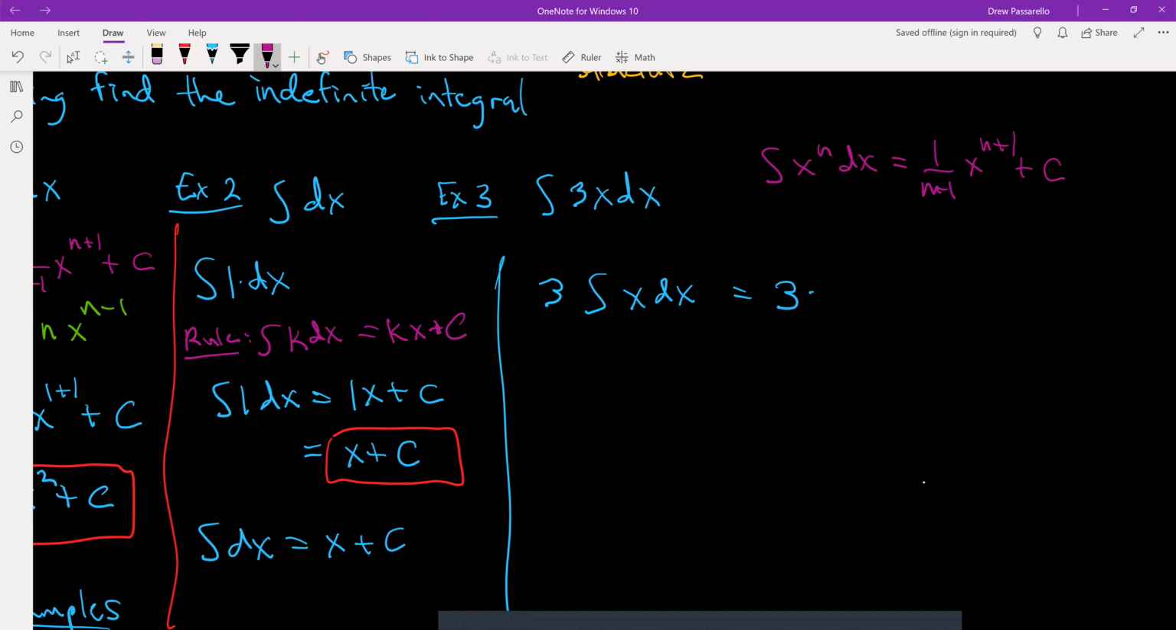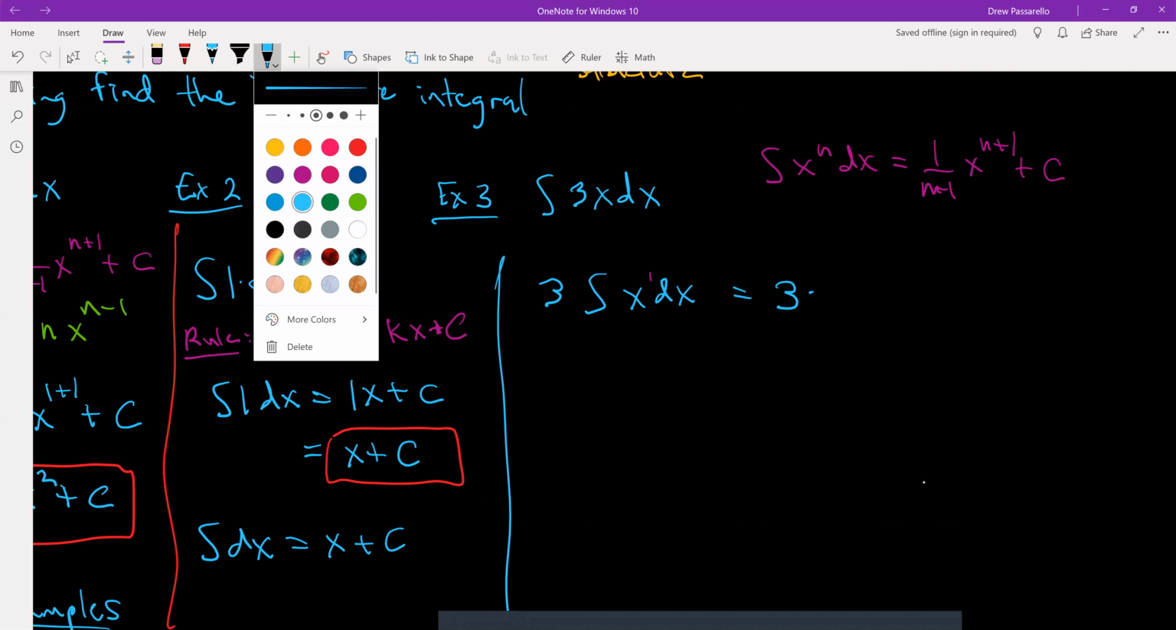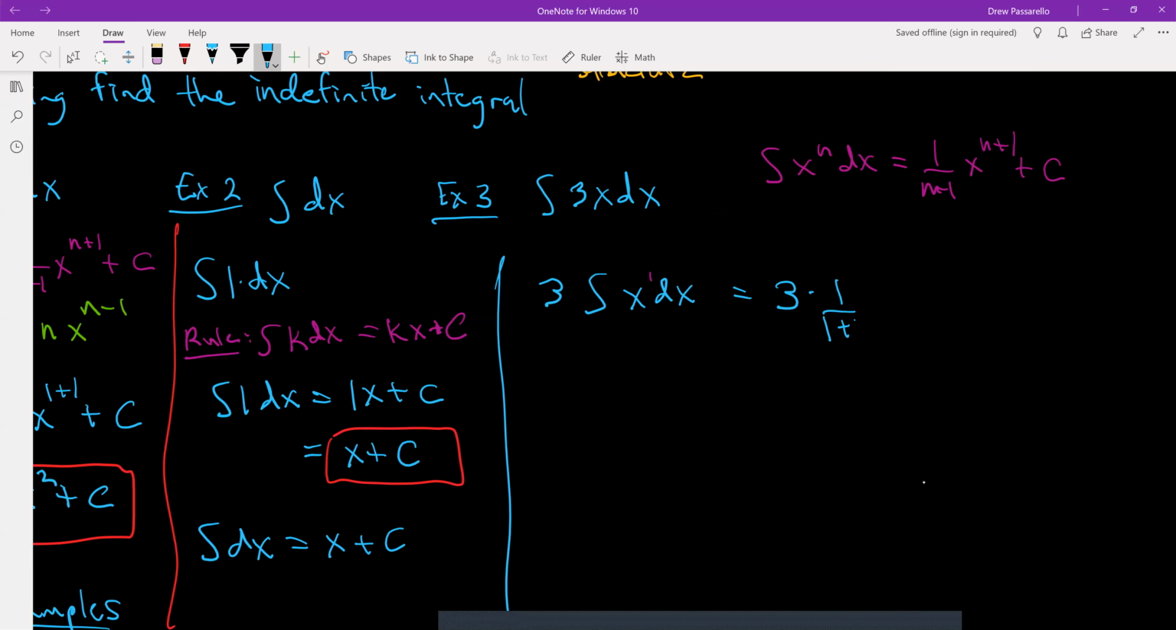And in this case, we have the integral of x, and that's x to the first power, so that's going to be 1 over 1 plus 1, and then x to the 1 plus 1. And then we have the constant that we attach. So that's 3 halves x squared plus c.